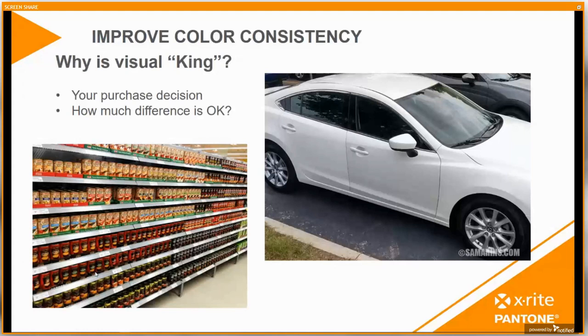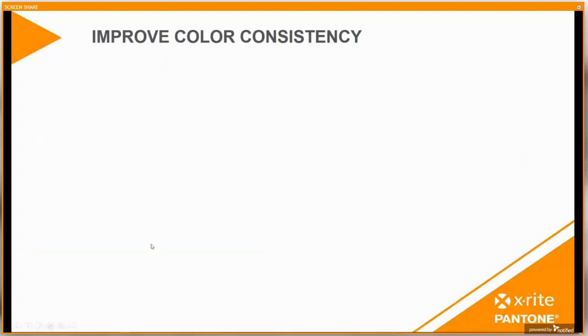But I think you get the point. It's why visual is king. It's what makes the purchase decision. And of course, everyone is trying to produce something that the customer wants to purchase. So visual really is important. It's king. If that's true, then we go back to the way we know color is created.